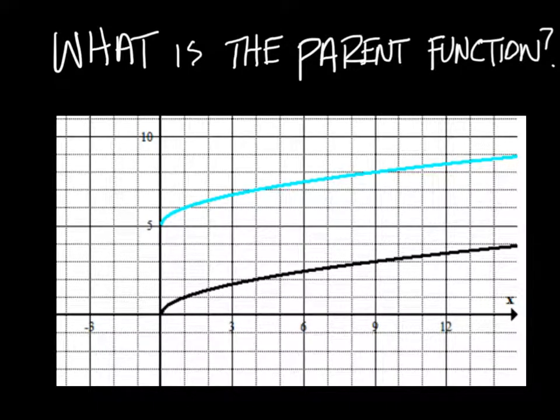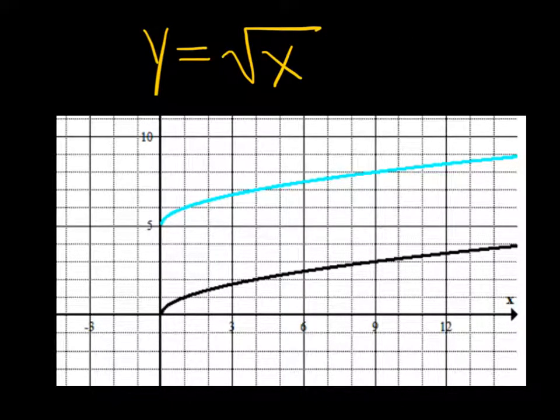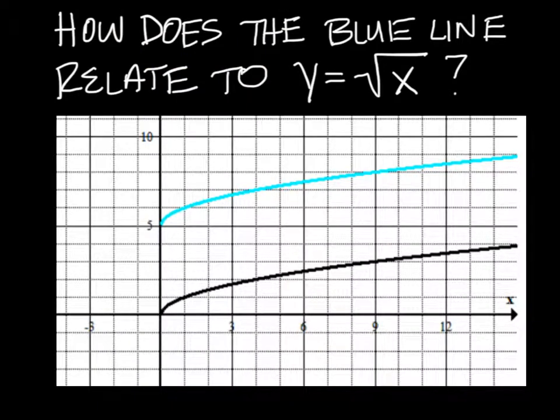Okay, which one is the parent function, blue or black? Black, yeah, starts at the origin. Okay, and that is y equals the square root of x. We graphed that before. How does the blue line relate to y equals the square root of x? What has happened to it? It's gone up 5. It's shifted up 5 units from here up to here.